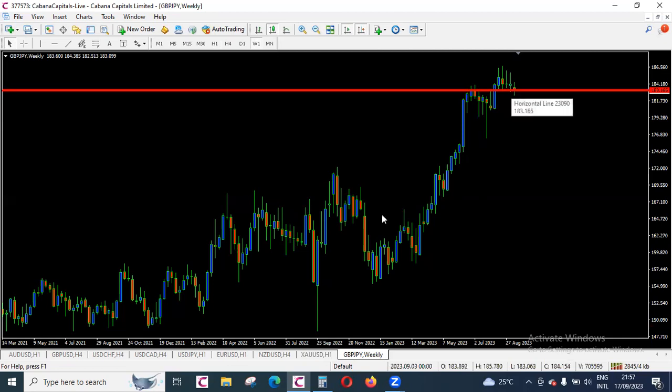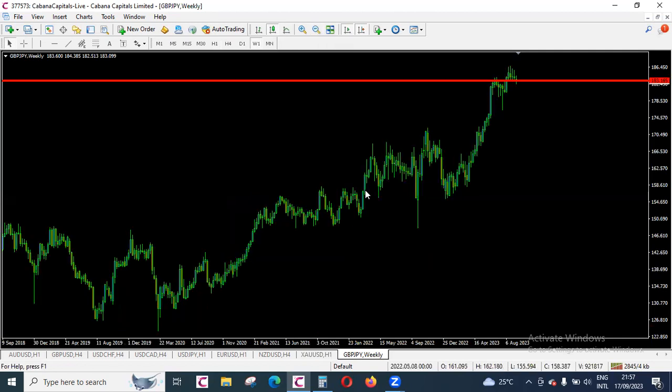And if you look at the structure we have on the weekly time frame, you can see that GBP JPY is in a bullish structure. Price pulled back to this higher high, and there was a support at that level. So that support must be broken for us to consider selling.